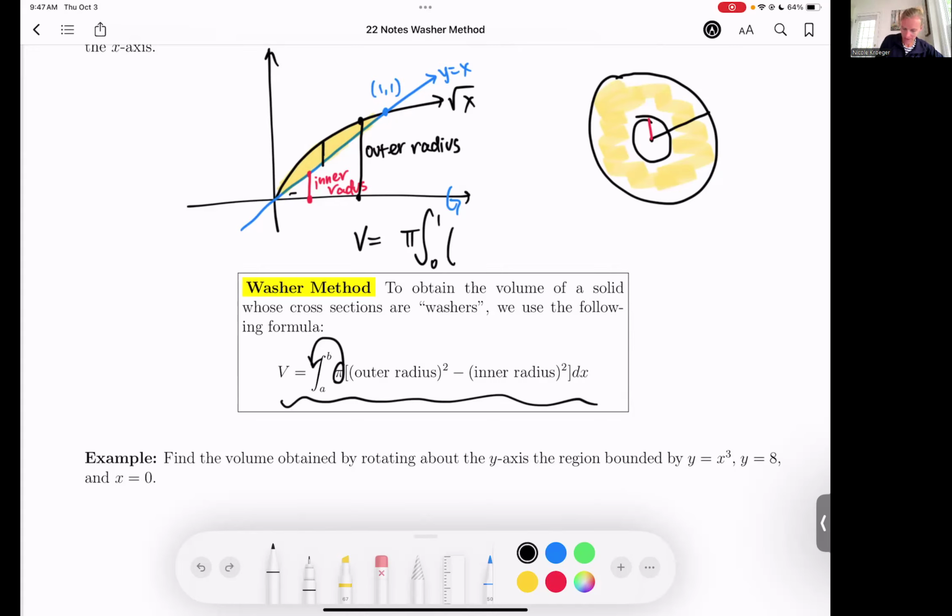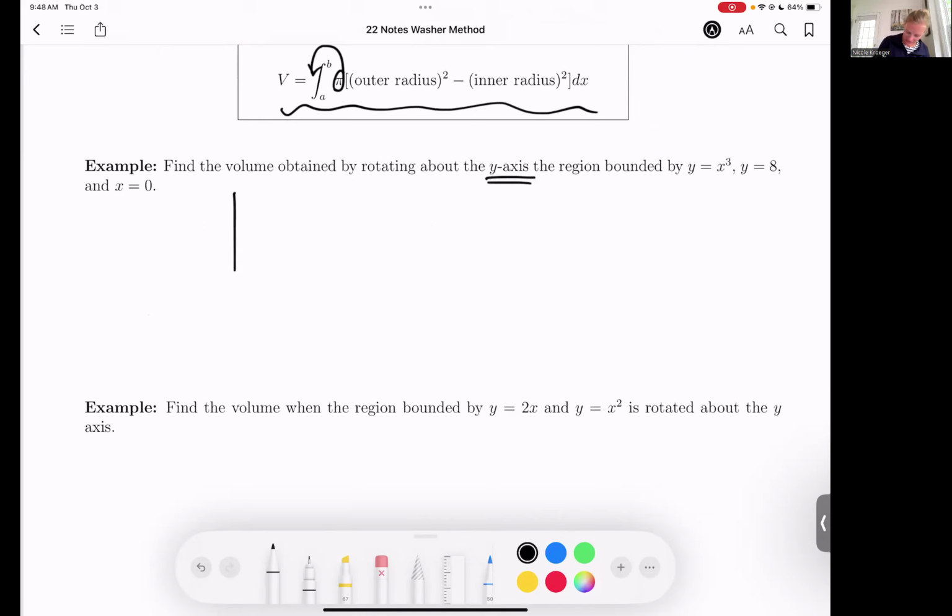I'm sorry that this video is fairly long, but these are a lot of good examples. So let's do a couple examples where we're going to rotate about the y-axis just to get some practice here.